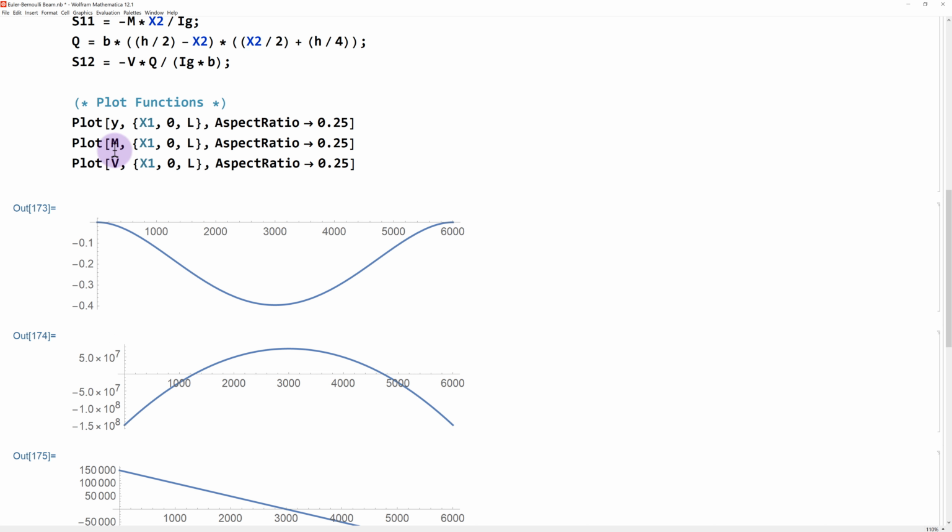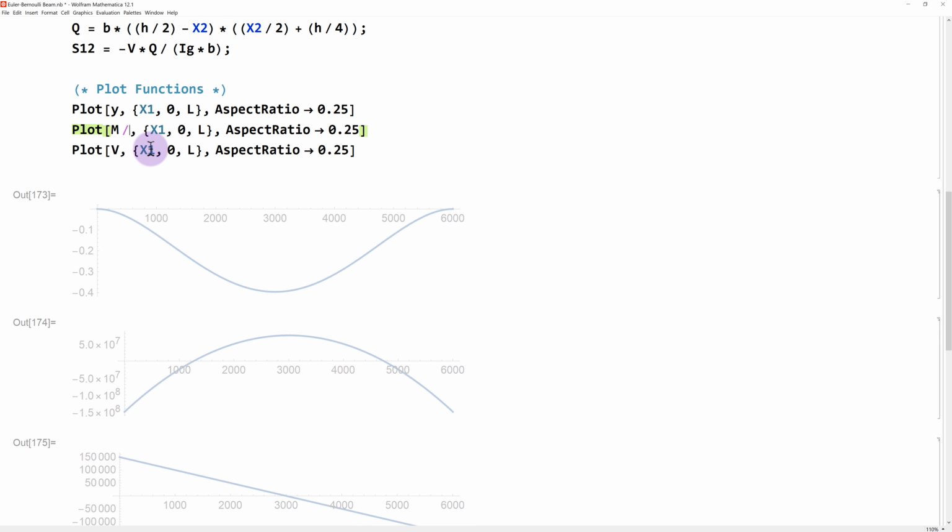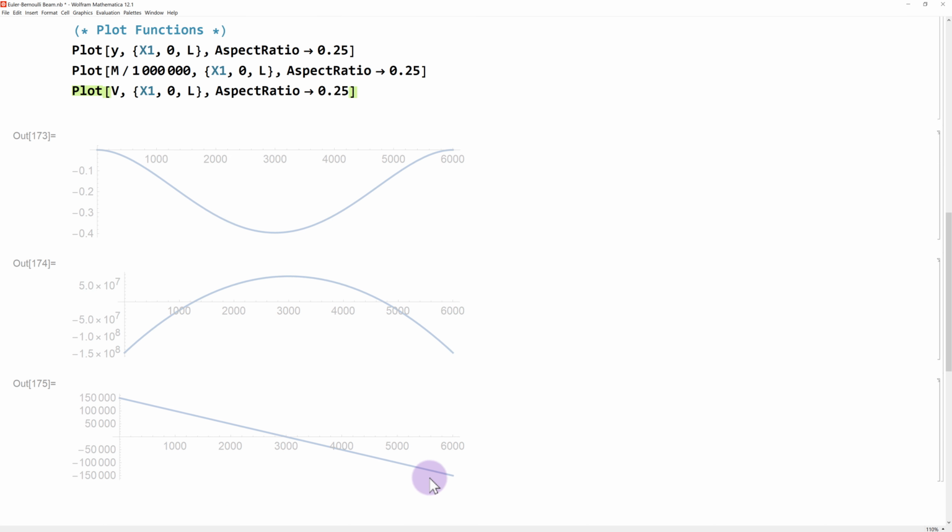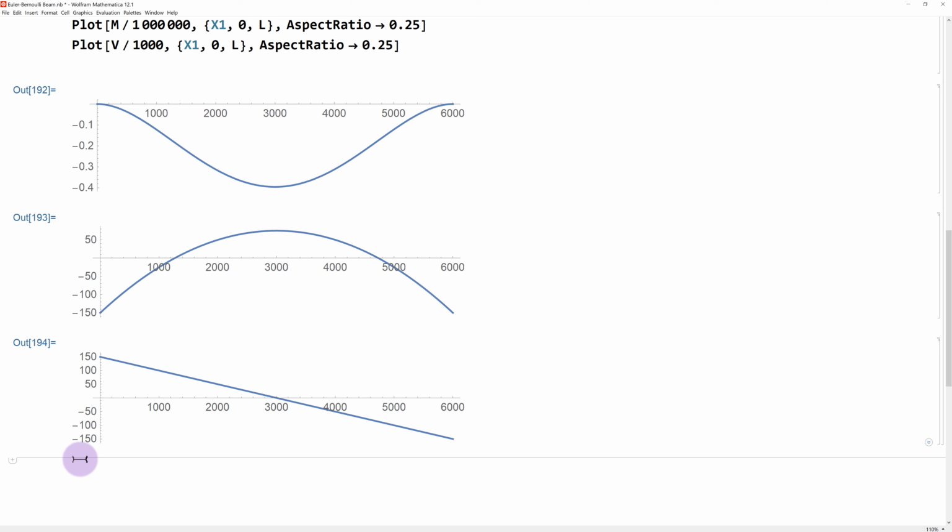So if I wanted kilonewtons per meter, what I can do here is take my moment function and divide it by 1,000,000 to give me kilonewtons per meter. And same thing with shear. Right here, shear is in the form of newtons. If I wanted kilonewtons, I can just divide by 1,000. So if I were to add those in and run it, I can see that the axes change accordingly.